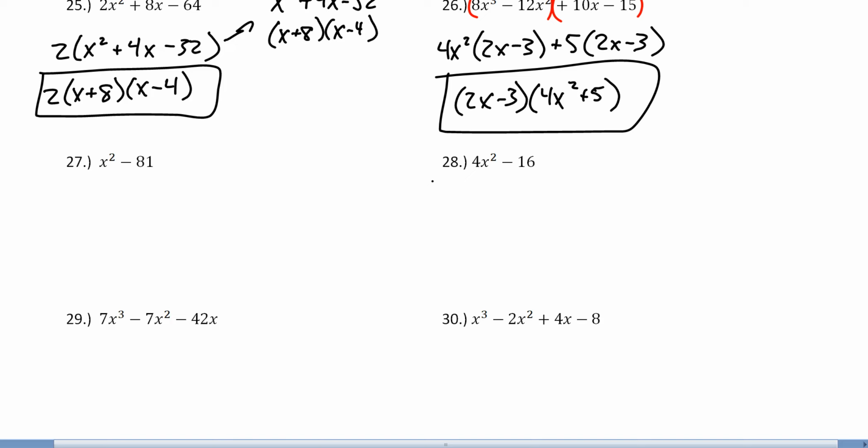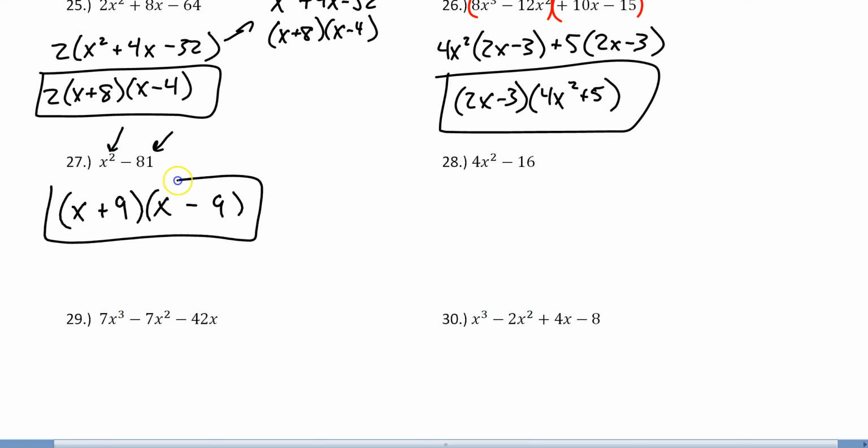The next one, again, greatest common factor, there is none. So I start looking at the number of terms. There's 2 terms. I look for a special case, and I should notice that 81 is a perfect square, x squared is a perfect square. This is a difference of squares. Remember, difference of squares always factors into conjugates. So one's a plus, one's a minus, and really it's the square root. Square root here is an x. The square root of 81 is a 9, and then one's a plus, one's a minus. They factor into conjugates, and that's our difference of squares shortcut. Okay?